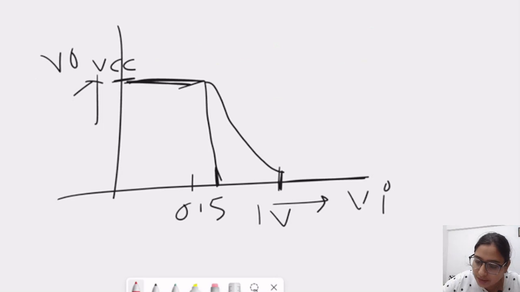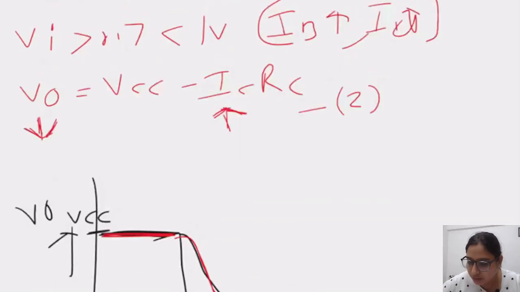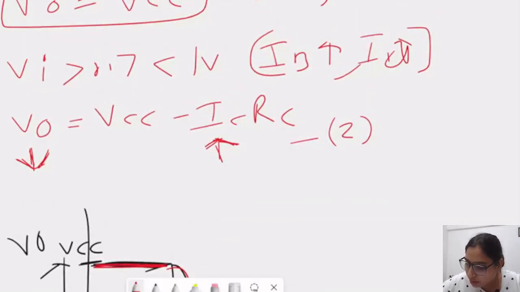So the output voltage is nothing but VCC, and when Vi is between 0.7 and 1 volt, the current is linearly decreasing. Now we have the third case. We will do our third analysis.